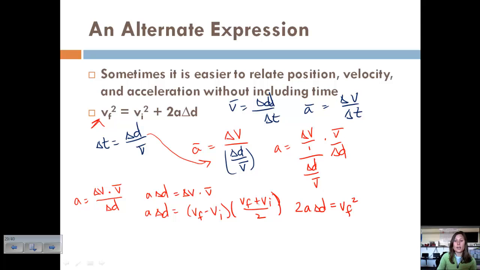So I get v final squared. Let's see, let's do negative v initial times positive v initial, so minus v initial squared. And then I've got v final times v initial minus v final times v initial, so those are going to cancel, leaving me just with v final squared minus v initial squared. Then if I want to solve for v final, I add v initial squared to both sides. So v final squared equals v initial squared plus 2a delta d. Okay, and that's what I wanted.